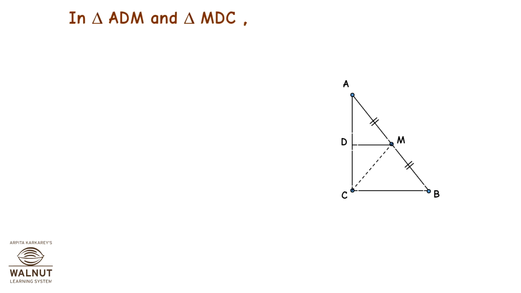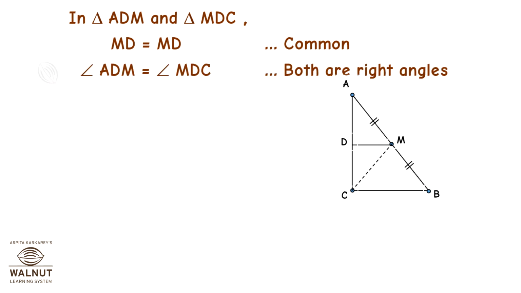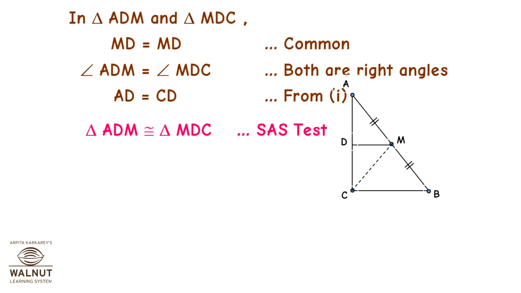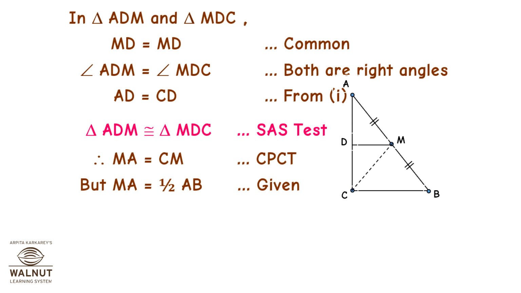In triangle ADM and triangle MDC, MD is equal to MD, common, angle ADM is equal to angle MDC, both are right angles. AD is equal to CD, from 1. Therefore, triangle ADM is congruent to triangle MDC by SAS test. Therefore, MA is equal to CM, CPCT. But MA is equal to half AB given. Therefore, CM is equal to half AB proved.